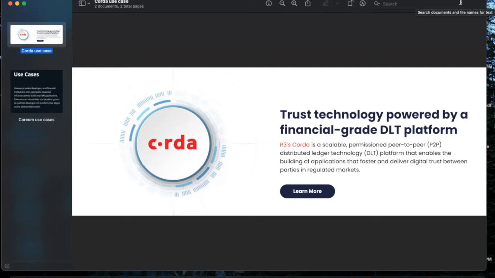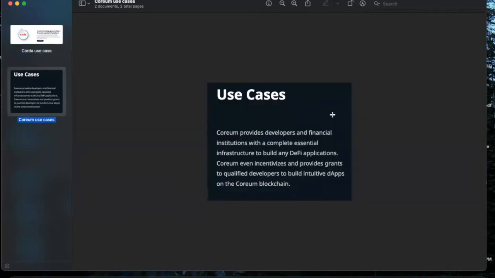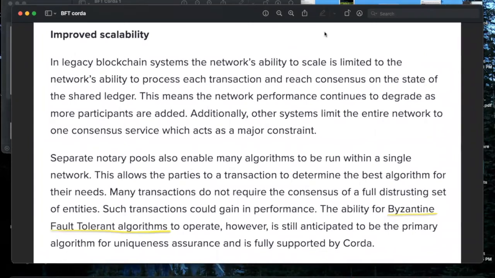So regarding use cases for Corda and Coreum, Corda: trust technology powered by a financial grade DLT platform. R3's Corda is a scalable, permissioned peer-to-peer distributed ledger technology platform that enables building of applications that foster and deliver digital trust between parties in regulated markets. And for Coreum, off of their website, Coreum provides developers and financial institutions with a complete essential infrastructure to build any DeFi applications. Another similarity I noticed is regarding Byzantine fault-tolerant consensus algorithms.